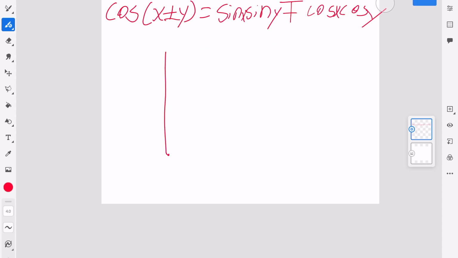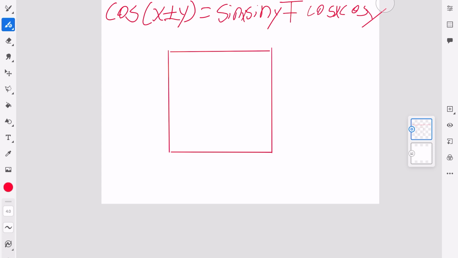Oh, actually, let me make this a bit more straight. My apologies. All right, so we want 1 point here and 1 point here. Oops, did that not register?